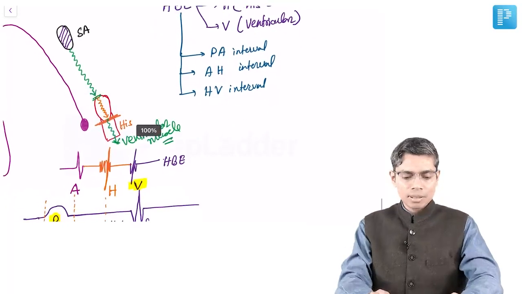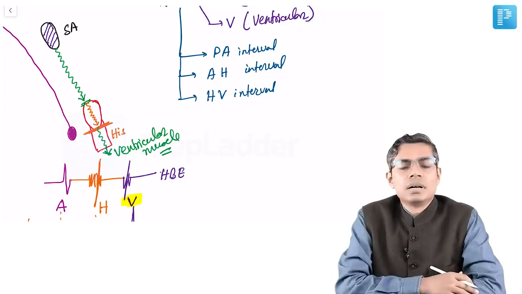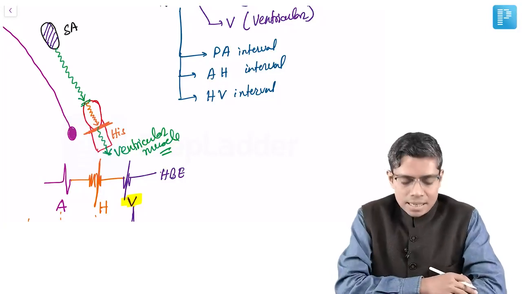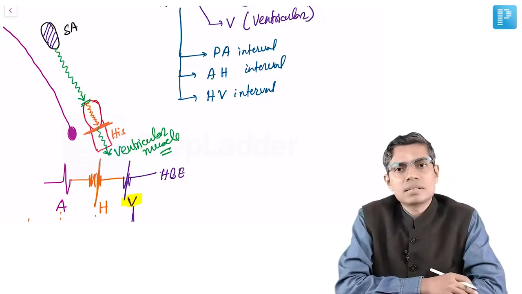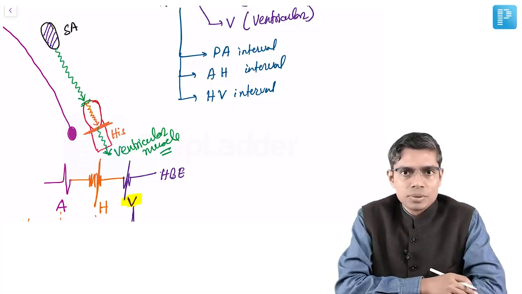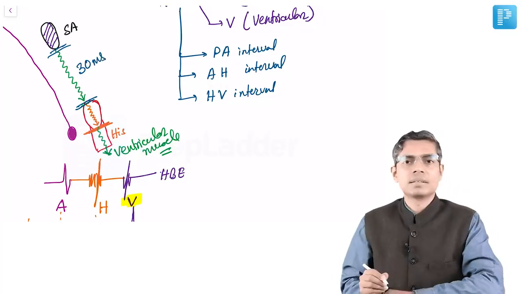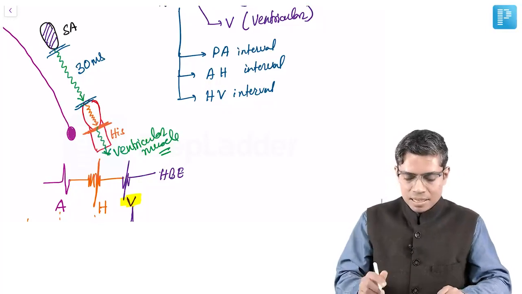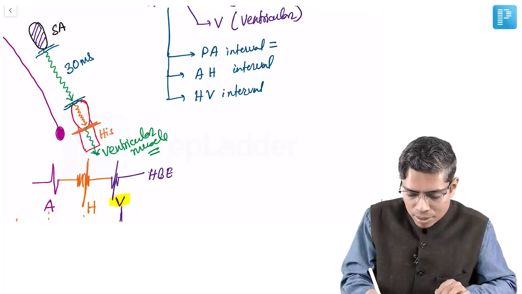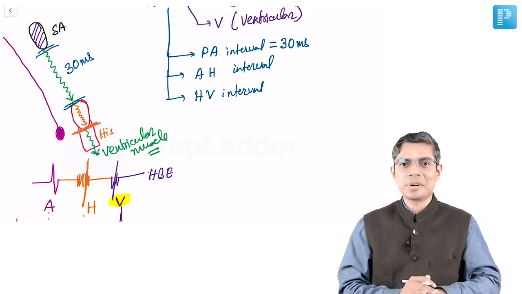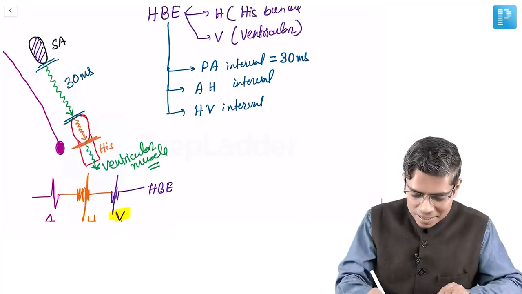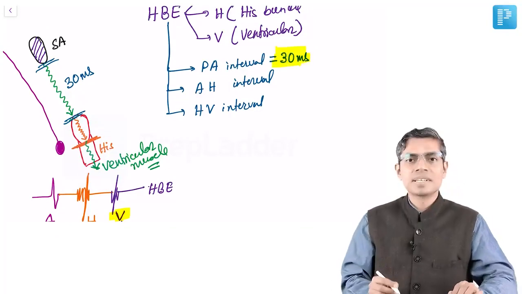Now you have to recall the previous discussion, that is the conducting system of the heart. In conducting system of the heart, we have discussed different time intervals. I told you how much time is required from this SA node up to this AV nodal transmission, that is 30 millisecond, and this 30 millisecond is nothing but equal to the PA interval duration. Getting my point? So PA interval is nothing but 30 millisecond, right?